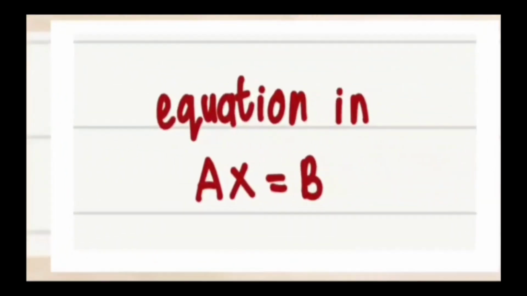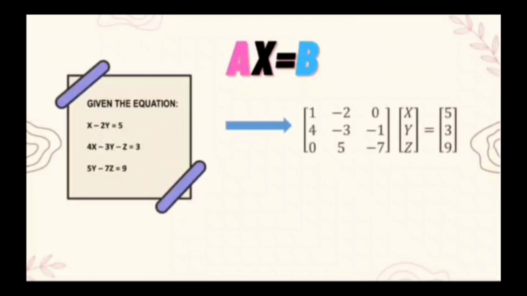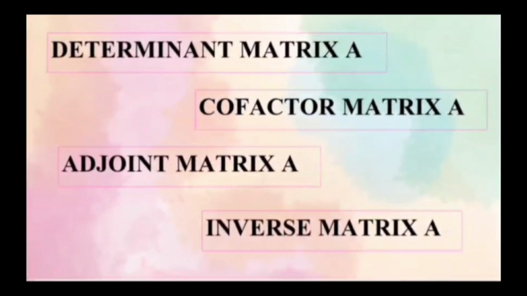For the equation in the form of Ax equal to B, I have given you an example. Given the equations x minus 2y equal to 5, 4x minus 3y minus z equal to 3, 5y minus 7z equal to 9, you can turn them into the form Ax equal to B as shown. Next, you need to find inverse matrix A as you have learned in the past subtopics. There are 4 components in finding inverse matrix A, which are determinant of matrix A, cofactor matrix A, adjoint matrix A, and last but not least, inverse matrix A.